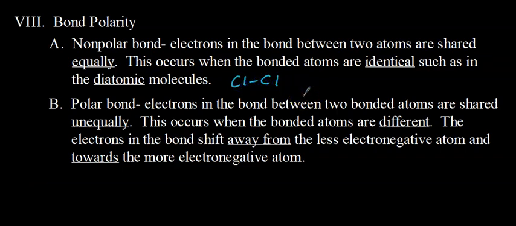If you have two chlorine atoms bonded to each other, the difference in their electronegativities is 0. So remember, what is electronegativity? The ability of an atom, when it's bonded to another atom, to attract electrons. So which nucleus, the chlorine or the chlorine, is pulling harder on these shared electrons? The answer is they're pulling the same.